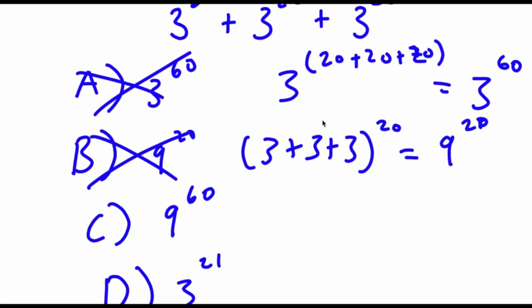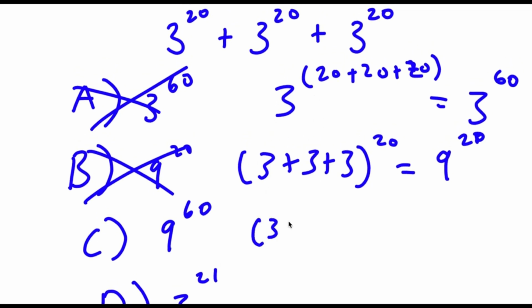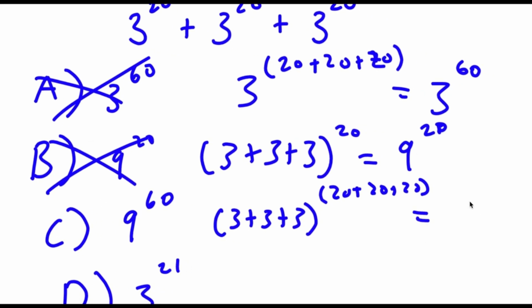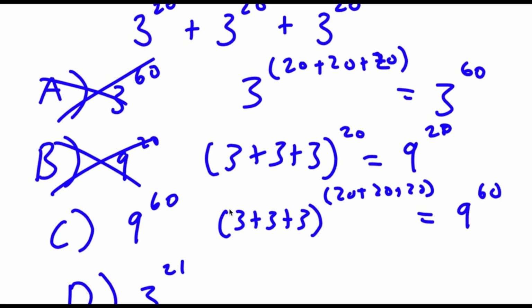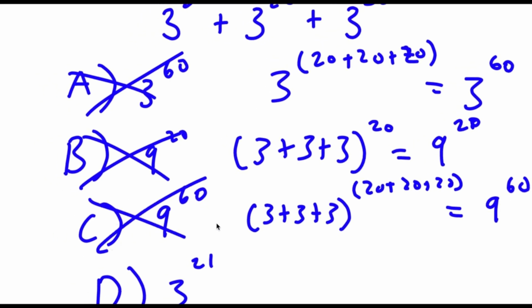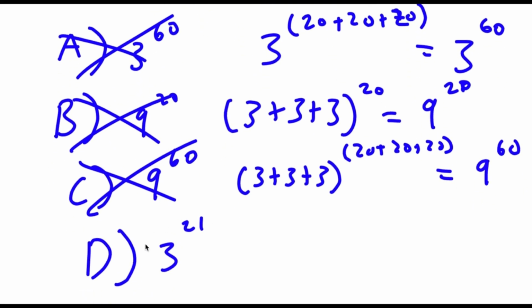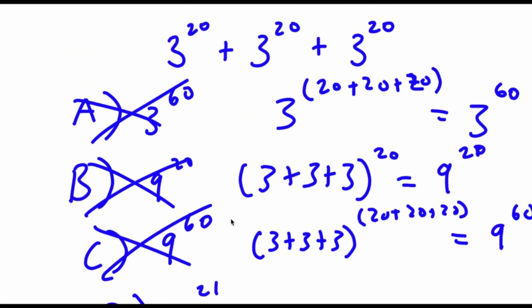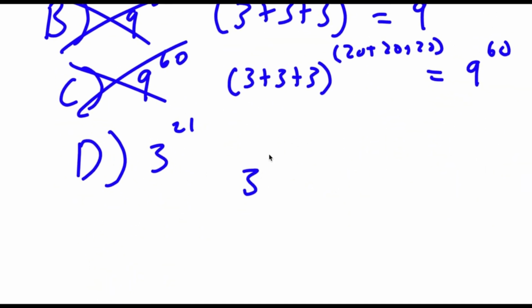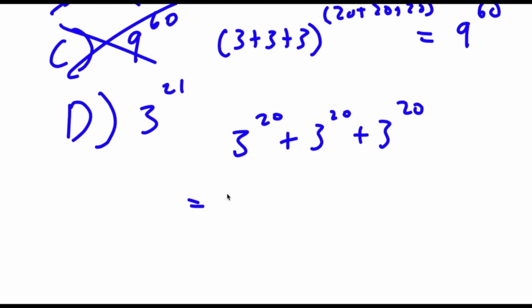Now for 9 to the power of 60, you do both of them. You add all the bases and you add all the exponents. So then this results in 9 to the power of 60, and this method is also wrong as well. So now for our final answer, which is the right answer, how you get this is, first start with 3 to the power of 20 plus 3 to the power of 20 plus 3 to the power of 20. And now from here, I'm going to factor out 3 to the power of 20. So now I have 3 to the power of 20 times 1 plus 1 plus 1.